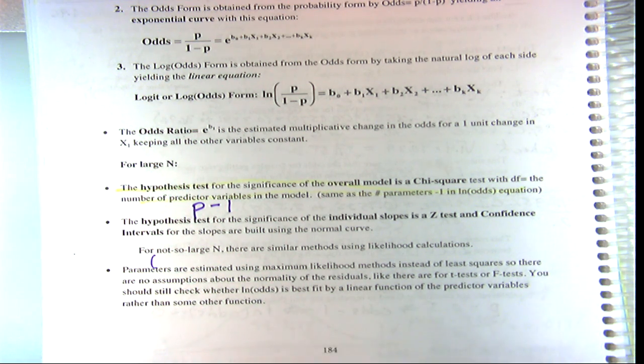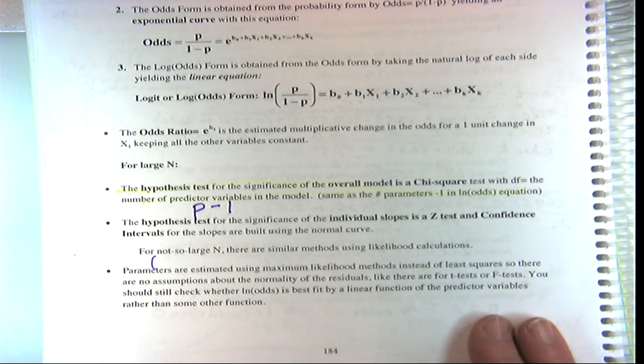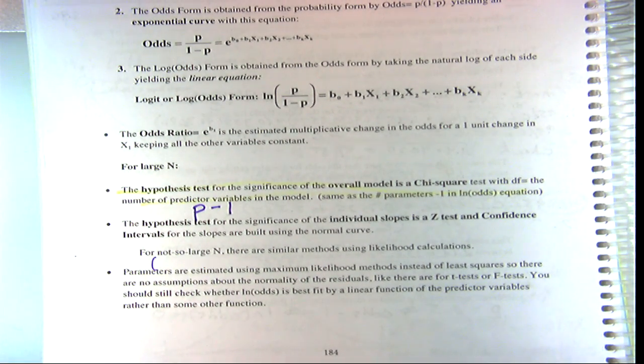Like once you get into the log odds, you have to see if it's still the best linear function of the predictor variables rather than some other function. There might be some other thing we have to use, but we don't check the residuals in the way that you do for all the other linear models because we're not looking at least squares estimations. So we don't have to have normality of the errors. We won't have normality of the errors. Okay, so that's the idea.